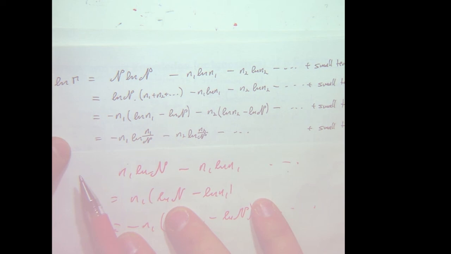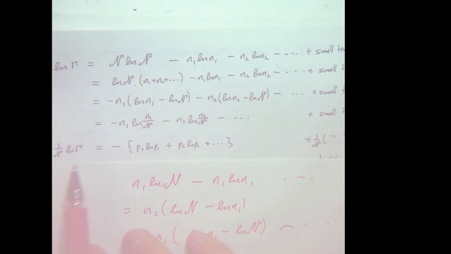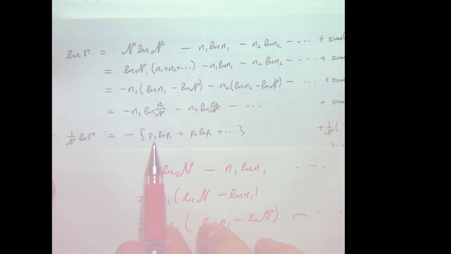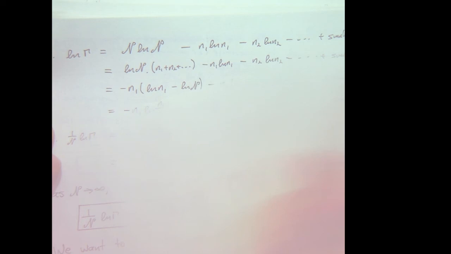That's ln n1 over curly N. Do you see something emerging? What do you see emerging? What's this here? That's a probability of being in state one. You see, it's emerging out of the equation, out of the maths. And if you divide both sides by curly N, then the right hand side you just get p1 ln p1 plus p2 ln p2, etc., which is minus the sum of pr ln pr.